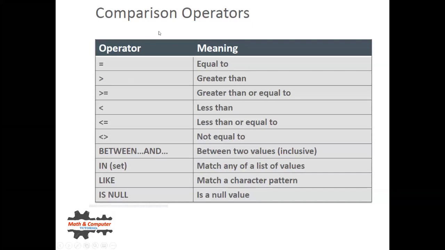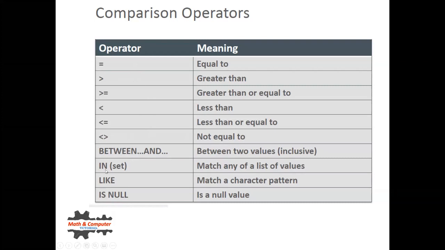Okay, so these are the comparison operators that we can use to compare data. We have the greater than and less than, then we also have not equal. We can also use the between and operator, between two values, inclusive. So if you want to retrieve a range of data, you can use this.